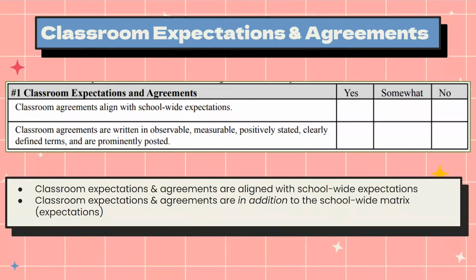The first classroom practice we will look at during observations is classroom expectations and agreements. We are looking for classroom expectations and agreements that align with the school-wide expectations and that are written in observable, measurable, positively stated, clearly defined terms, and they are prominently posted. It is important to note that classroom expectations are in addition to the school-wide expectations that we see in our school-wide matrix.